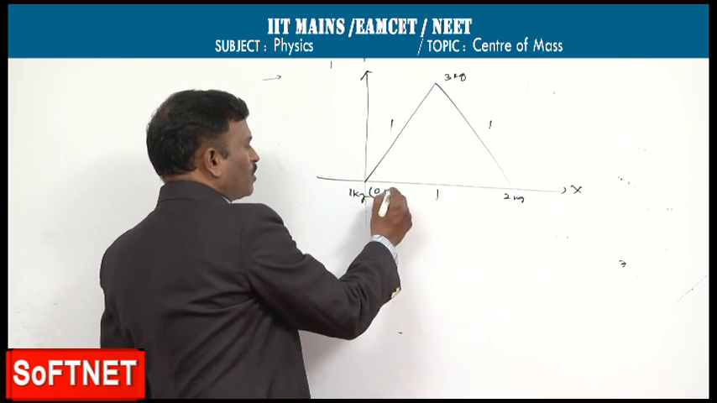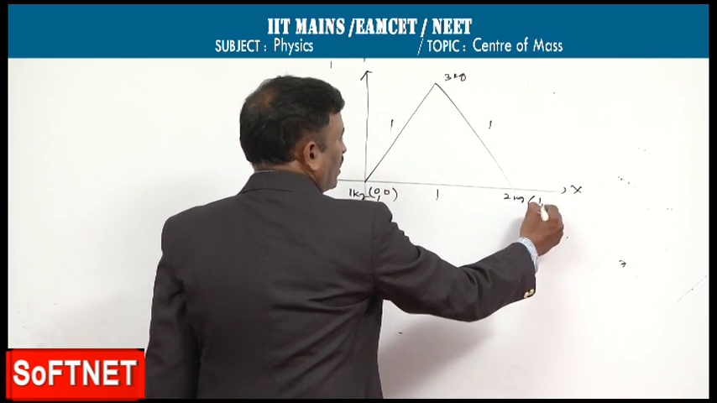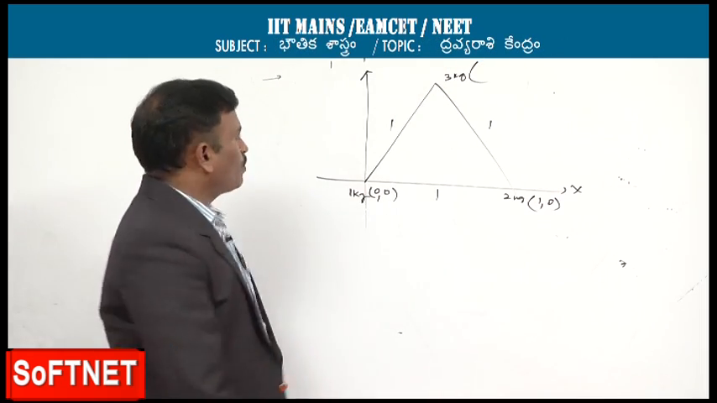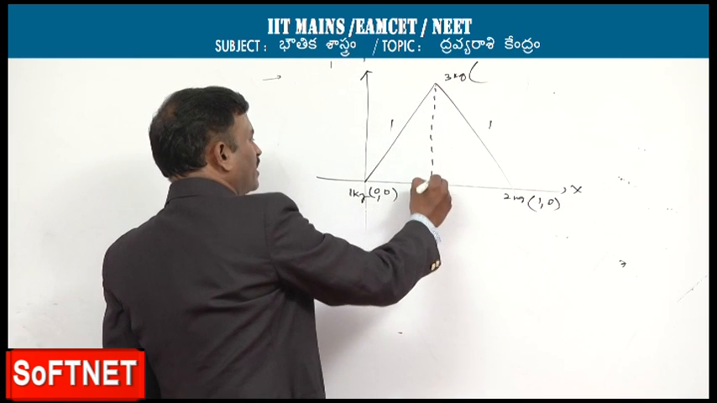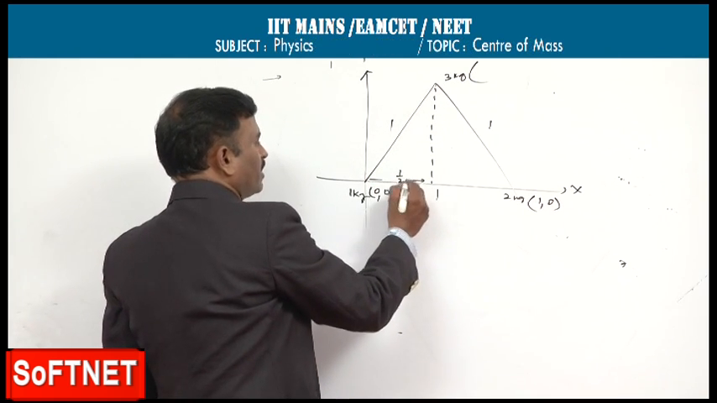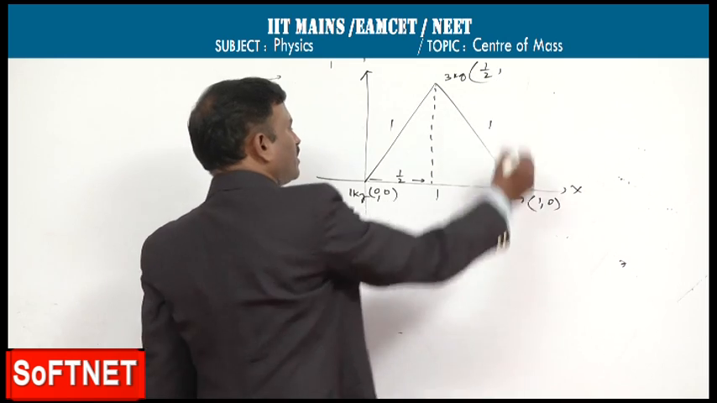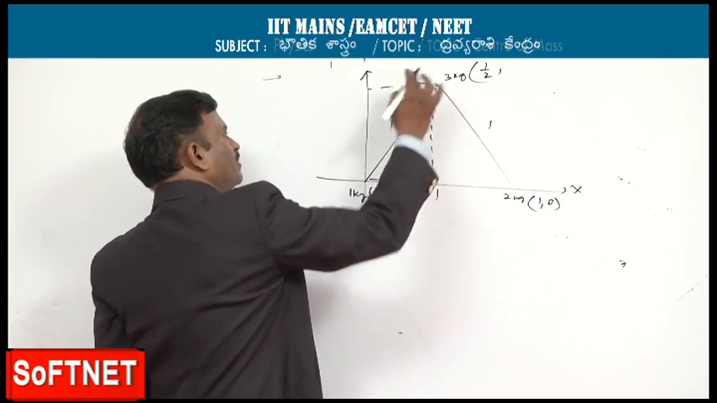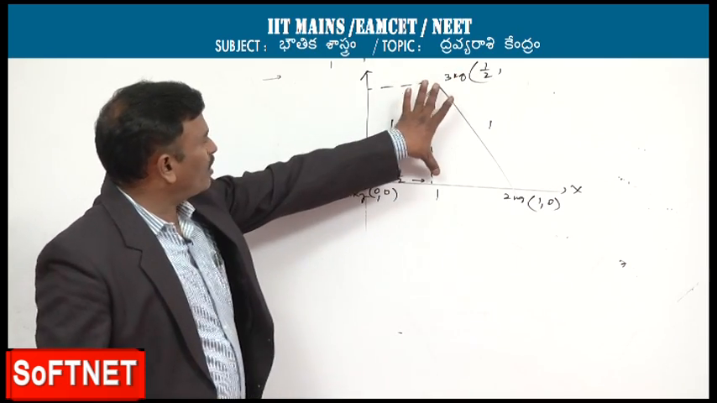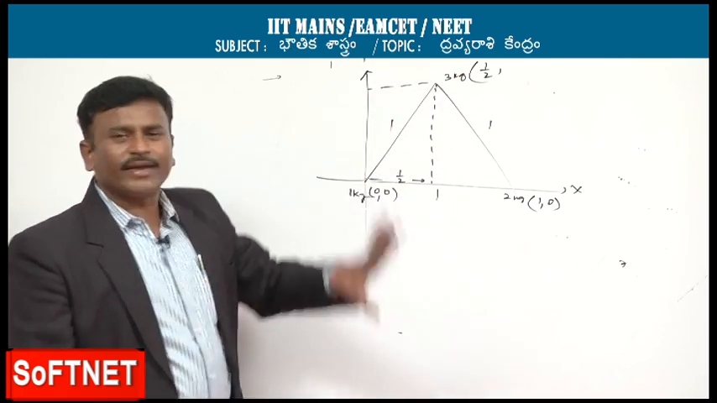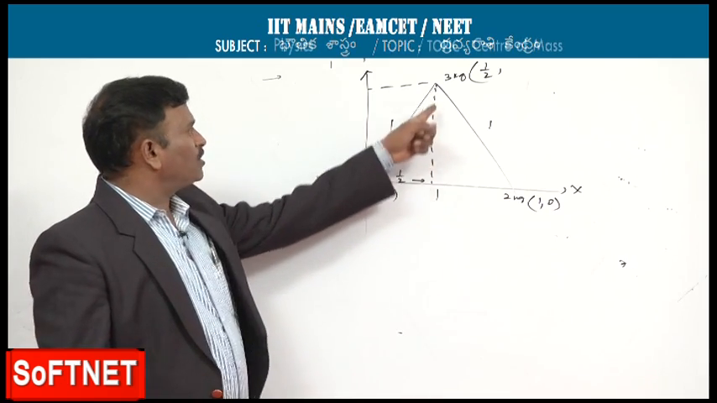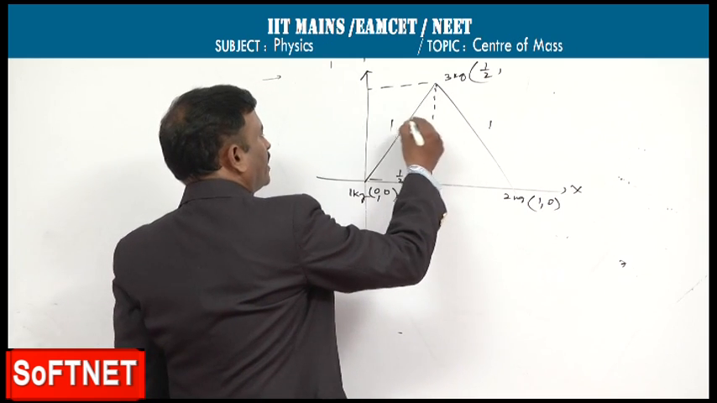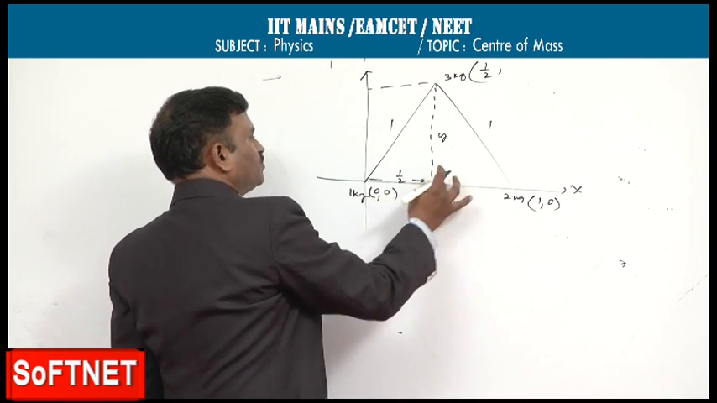We have to take the coordinates as 0 comma 0 here, and 1 comma 0 here. What is this coordinate? We take it as 1 by 2 from here to here, so obviously the x coordinate is 1 by 2. This is the y coordinate, the distance from the x axis to the point. To find the y coordinate, the side is 1 and the base is 1 by 2.